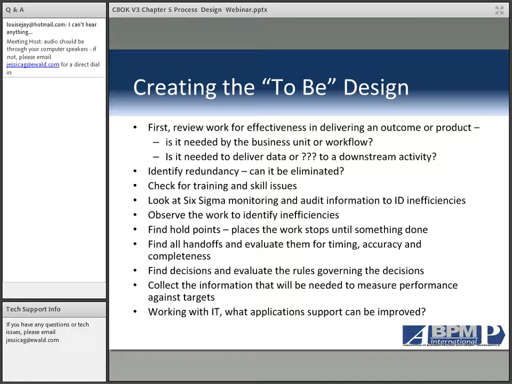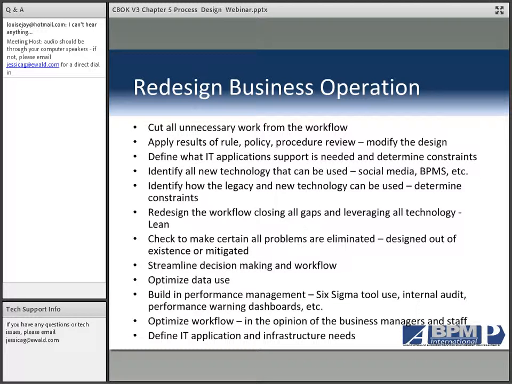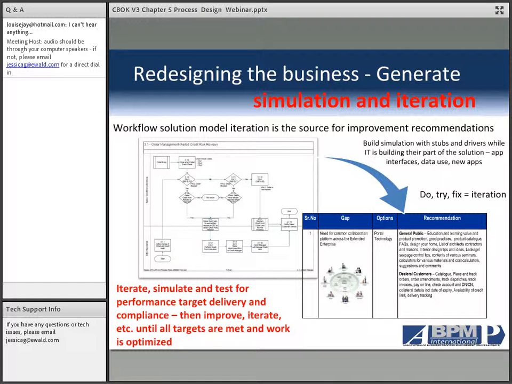Now, we've already talked about white space and that type of thing. We've talked about cutting unnecessary work, applying resulting rules and policy, defining the support that we need. So we've pretty much covered this as we've gone through. We haven't flipped the slides, but we've covered the topics. Getting back to simulation, this will be the last slide that I cover today, simply because of time.